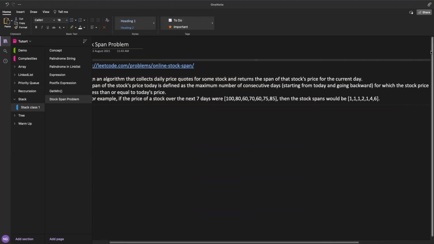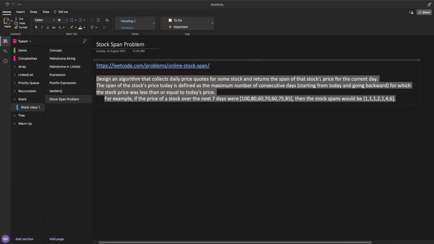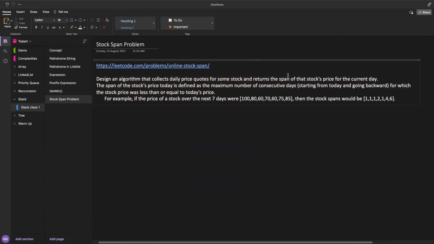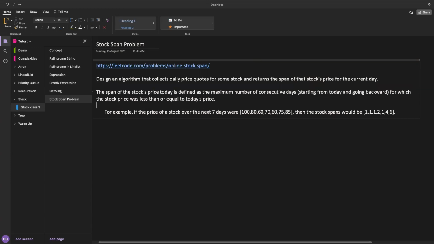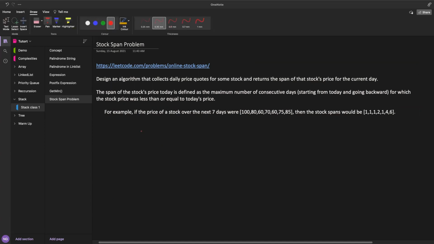What it says is that you have to design an algorithm to collect the daily price quotes for some stocks and return the span of the stock's price for the current day. The span of a stock is defined as the maximum number of consecutive days for which the stock price was less than or equal to today's price. Simply, in layman terms, it means that for a stock you have to check for how many consecutive days it is bigger than the other stocks.